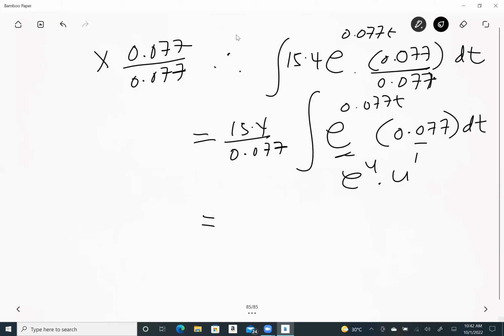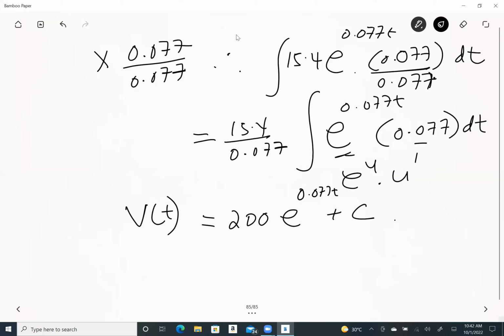So what is the integral? 15.4 divided by 0.077. If you look at the book, that would be 200. So we check, maybe 200. 200 e to the power of 0.077 t plus c, where c is a constant. So that is our value of the property of the house at time t.